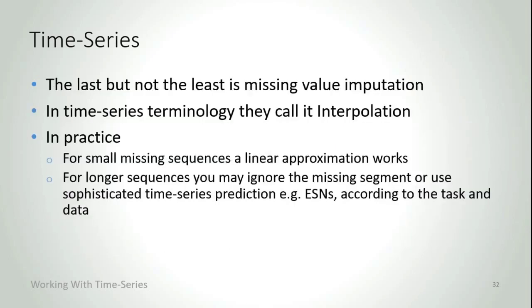The last but not the least is the missing value imputation in temporal data. In time series terminology, sometimes you see the word interpolation, meaning the imputation of missing values. In practice, for small missing sequences, a linear approximation usually works. For longer sequences, you can ignore the missing segment, or you can use sophisticated time series prediction methods like echo state neural networks and stuff like that, according to the task and the data and the project you are dealing with.